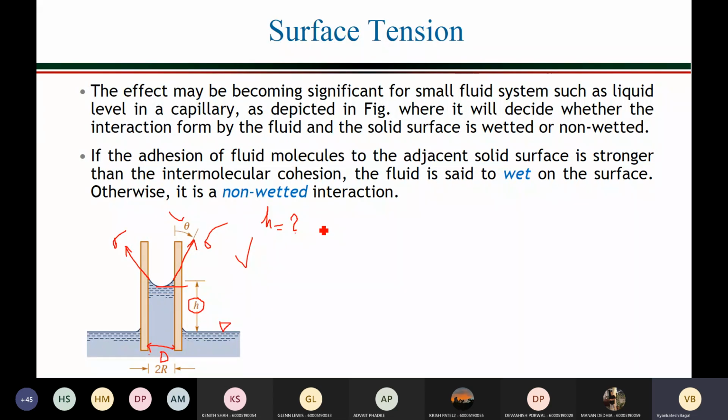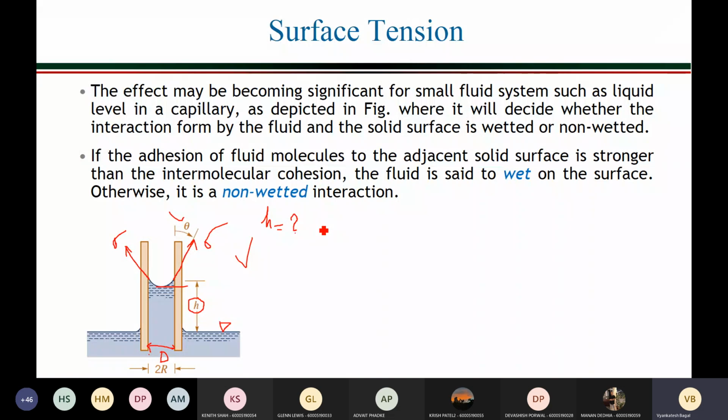Okay. You will just note down one statement and then you start deriving the expression. I have not written on the slide, so you have to note it down. The statement is: the vertical component of the surface tensile force is balanced by the weight of the liquid column.